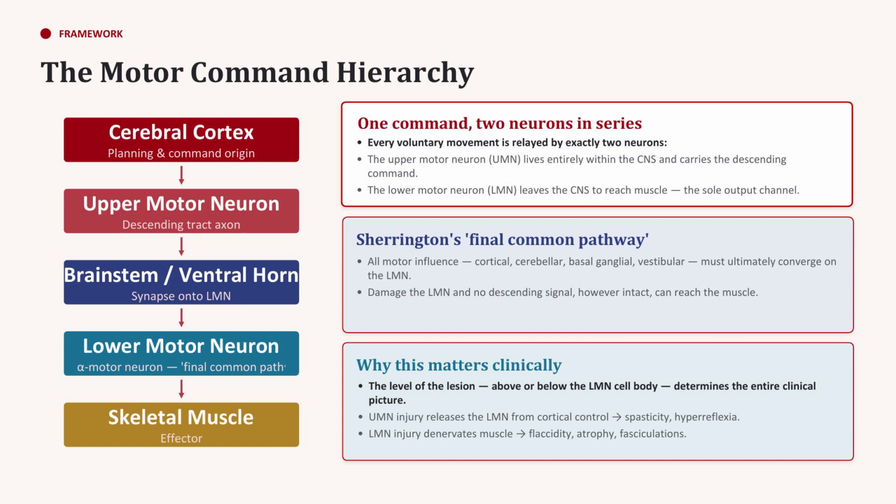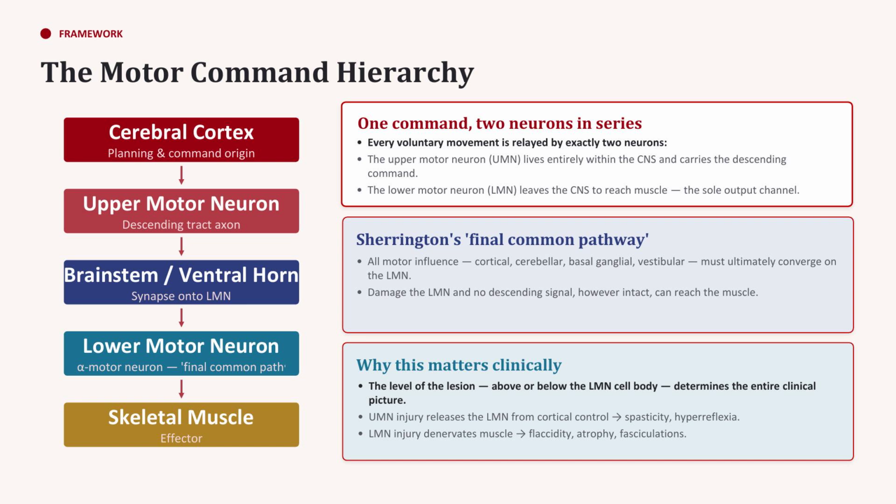The upper motor neuron originates in the cortex, or for some tracts in brainstem nuclei, travels down within the central nervous system and synapses on the lower motor neuron. The lower motor neuron, the alpha motor neuron, is the only cell that actually leaves the CNS to contact muscle. Sherrington called the LMN the final common pathway, and that phrase earns its keep. Cortex, cerebellum, basal ganglia, and vestibular nuclei all vote, but the LMN casts the only ballot that reaches muscle.